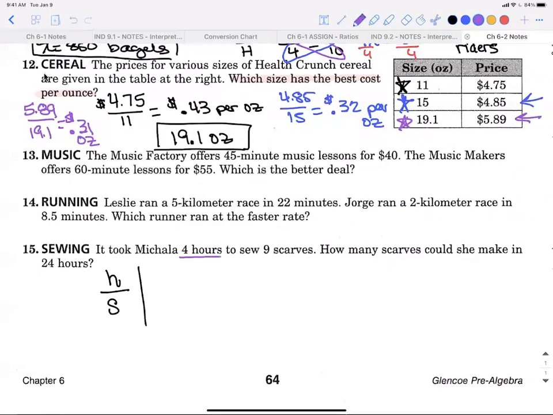Here's my first bit of information I'm given, right? She takes 4 hours to sew 9 scarves. So what's my first fraction going to be based on my setup fraction? 4 over 9. Good. Equals. Now what's my next bit of information I'm given? Or should I say, what's my question? How many scarves could she make in 24 hours?